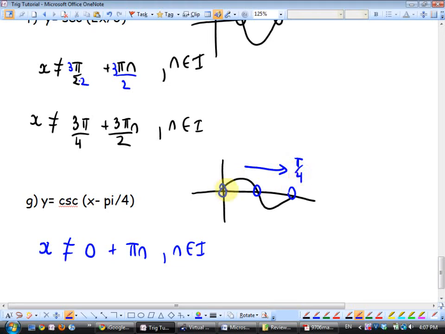So you know what? Instead of my first asymptote starting at 0, where will it start? Pi by 4. Will the distance between them change for a phase shift, though? No. Instead of starting at 0, you move pi by 4 to the right, so that's where your first asymptote is going to occur. But since you haven't stretched or shrunk it at all, they're still going to be pi apart.